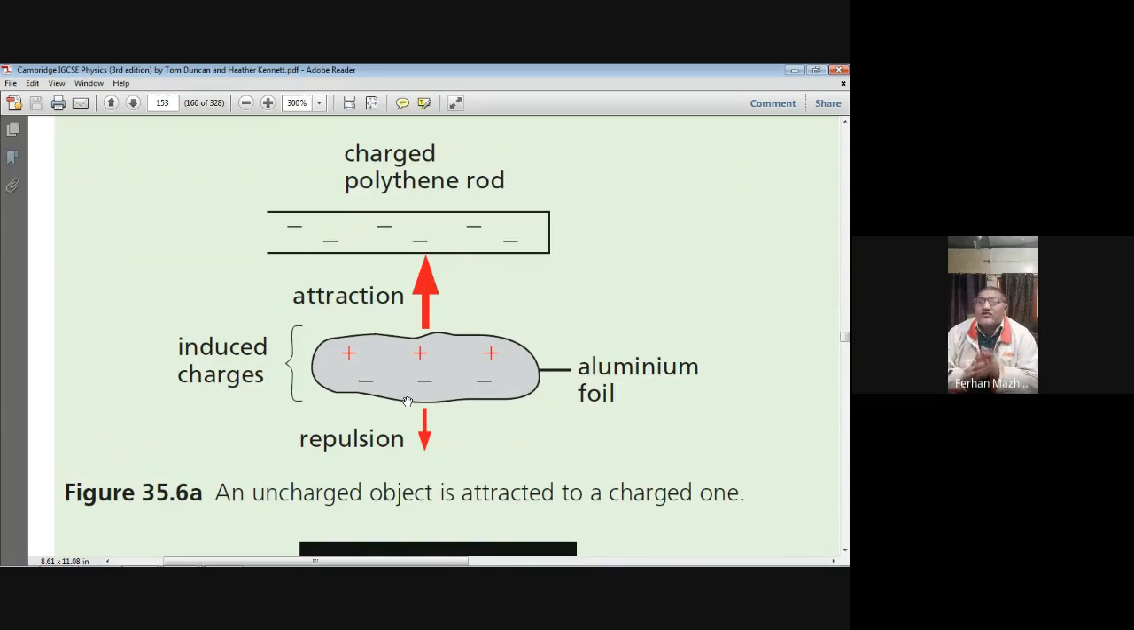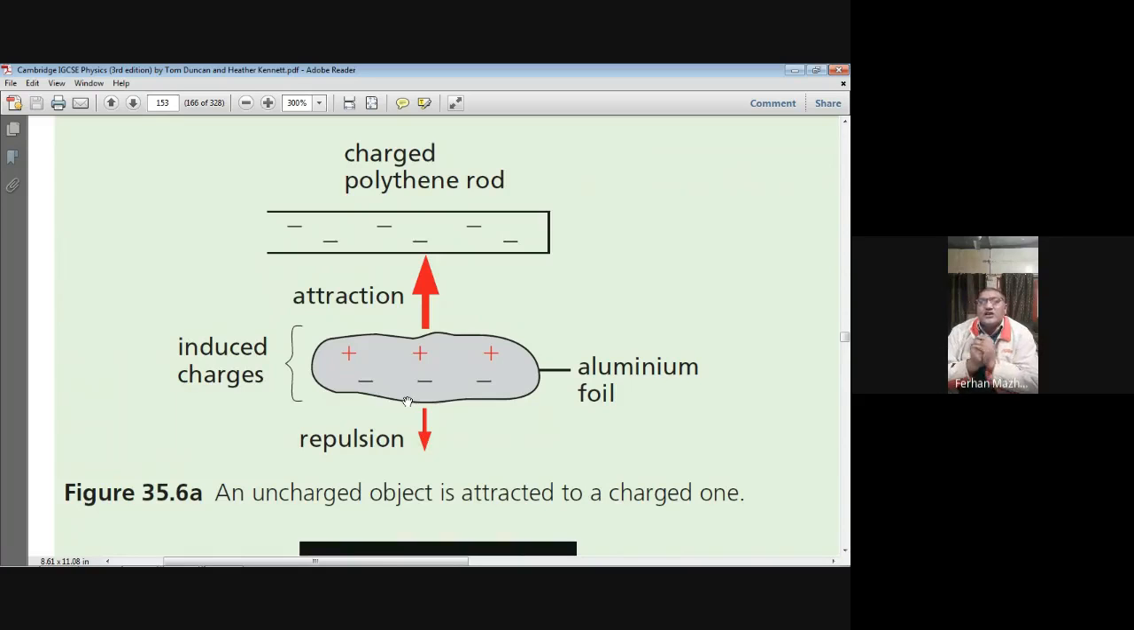This happened because we brought a charged polythene rod near the top of the aluminum foil. So you see, now its top is positively charged and the bottom is negatively charged. This phenomenon is called electrostatic induction. Due to electrostatic induction, the aluminum foil appears to be charged: its top is positive, its bottom is negative.